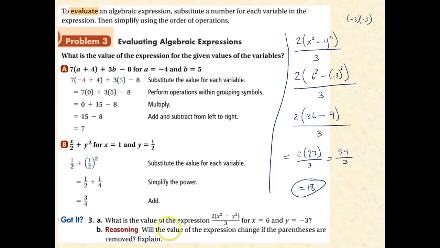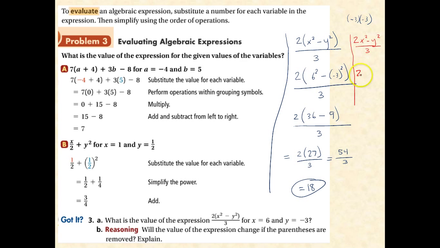So B, will the value of the expression change if the parentheses are removed? Well, if I was to remove the parentheses, it would look like this. 2x squared minus y squared. So now the 2 doesn't get multiplied by the y squared at all. So I think that is going to change it.